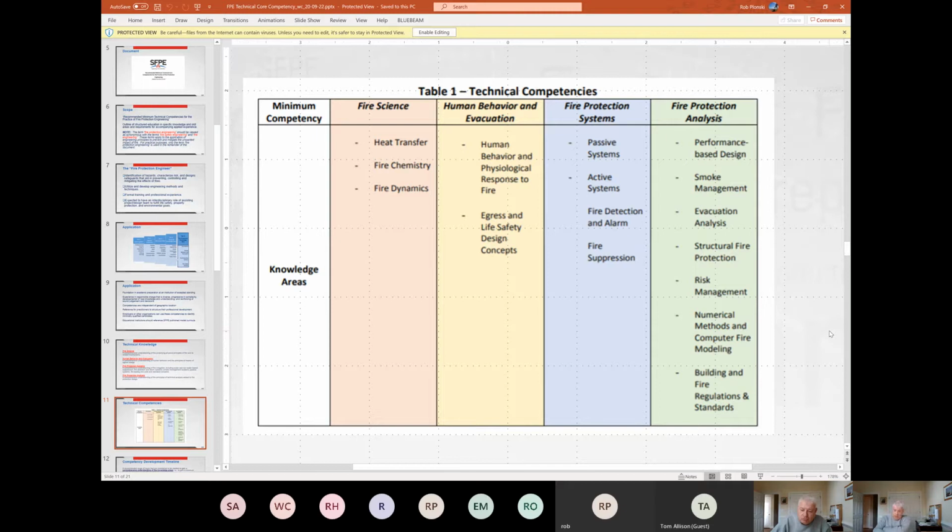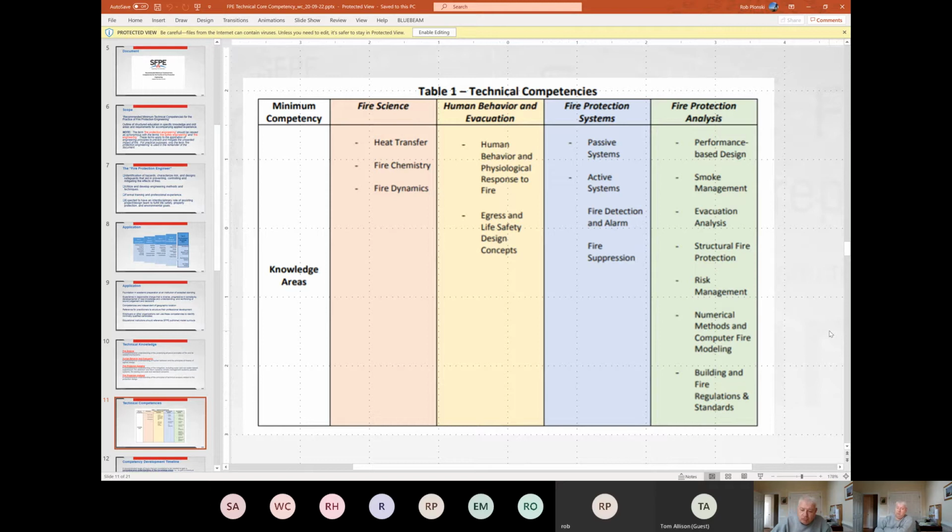Smoke management, evacuation analysis, ASET, RSET, which ties into the human behavior, and that was an acknowledgement in the next revision. Structural fire protection, which could even be critical temperatures and concrete spalling and things of that nature that a fire protection engineer should be aware of. Risk management, numerical methods, and computer fire modeling, CFAST, and several different other opportunities that are out there for computer fire modeling.